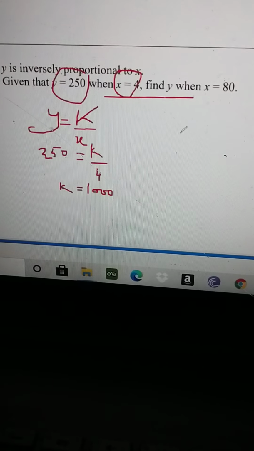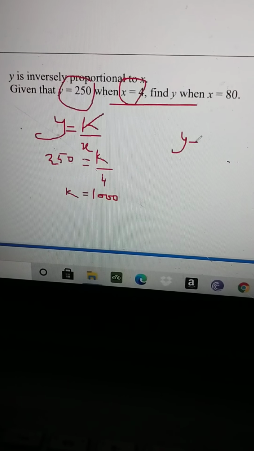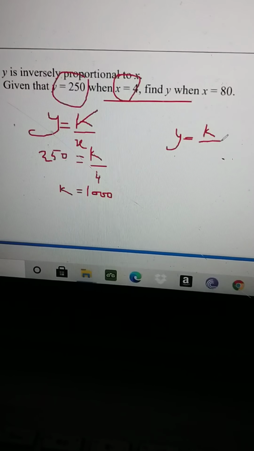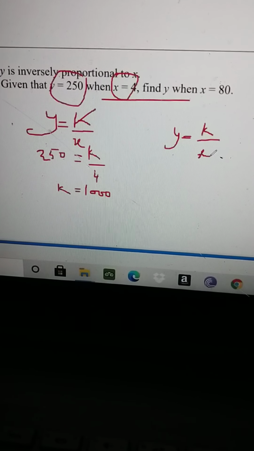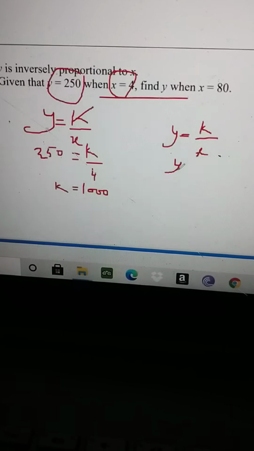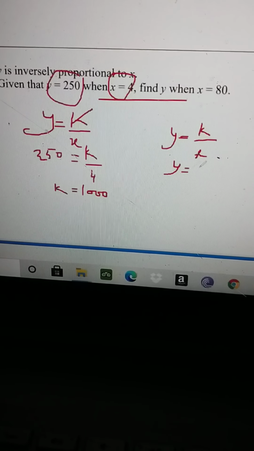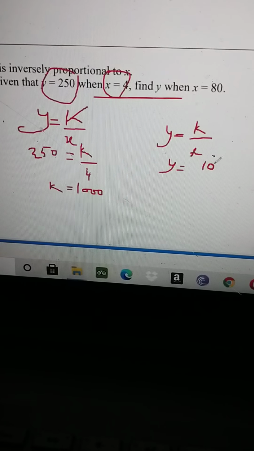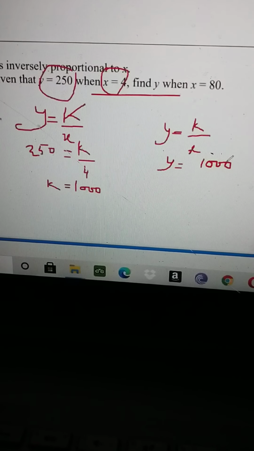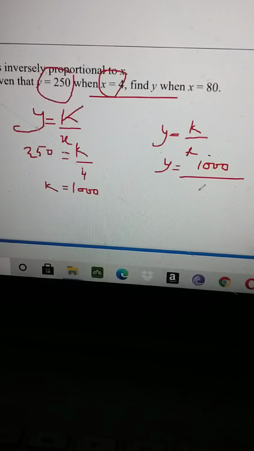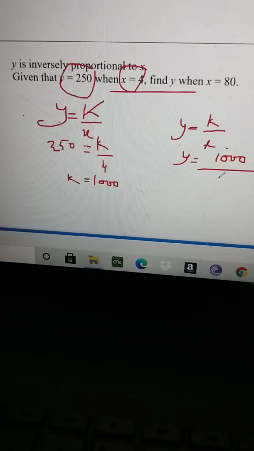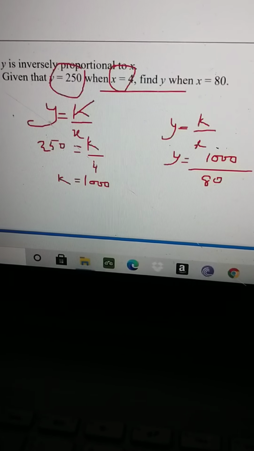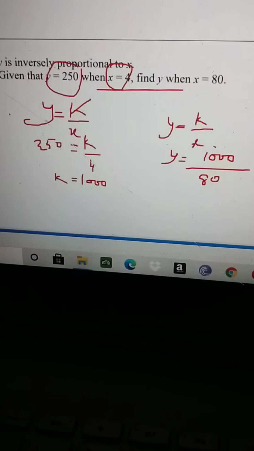Now you write down the equation again. Y is equal to k upon x. Put the value of k and the value of x to get the value of y. So k over here is 1000, and the value of x is 80. So I think when you solve it completely, it will give you 125.